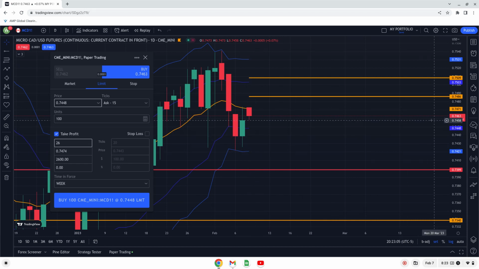So we're going to exit at 7471. That's our take profit area. Right here is 7471, so we're going to set a take profit at 7471. That's only 23 points, guys. Not a lot, but it's a lot when you buy 100 contracts. That's $2,300 someone will make off of just 23 points.